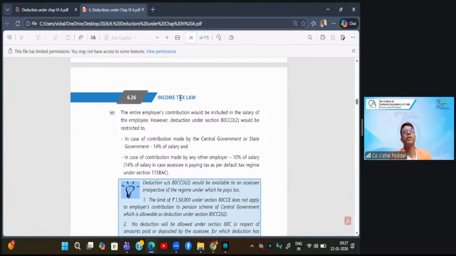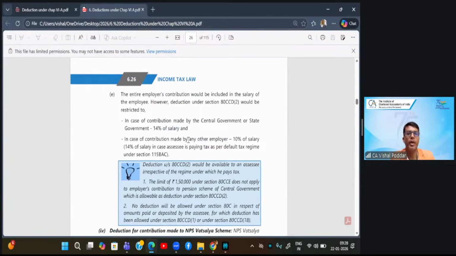Now, if you are claiming deduction of this amount and you are in the new scheme, then for the employer's contribution, the limit is 14% of salary, right? However, in case you are in the old scheme, the employer's contribution, if the employer is central and state government, it is 14%. But if the employer is a private employer, then it is only 10%. So this is what is the difference.